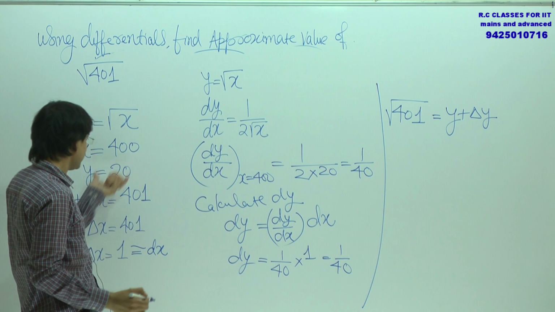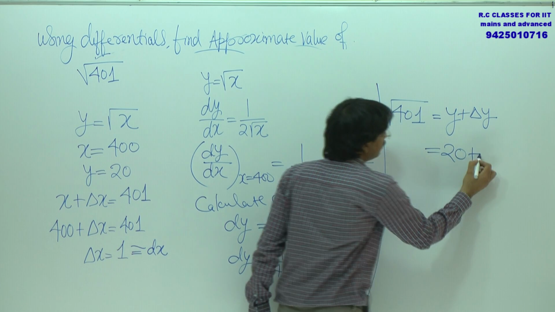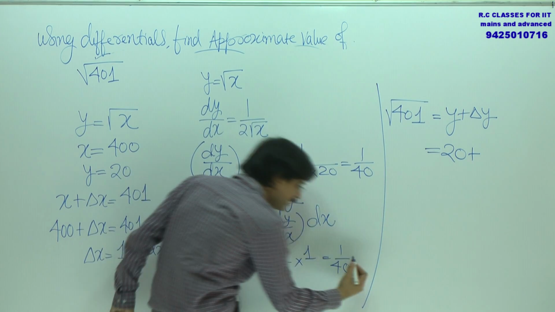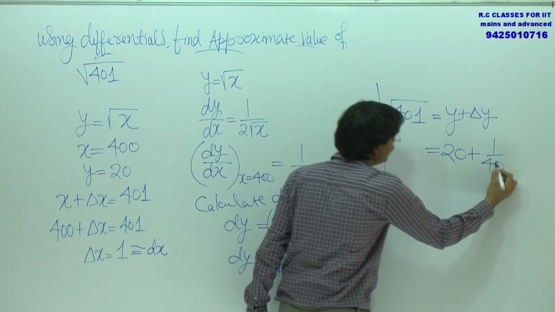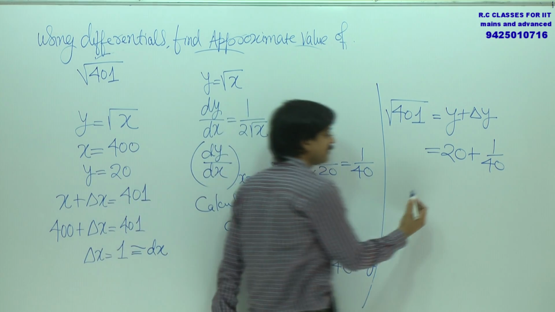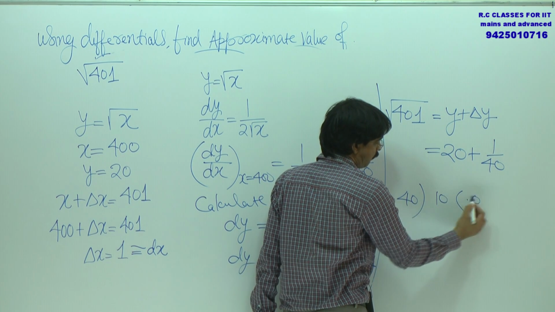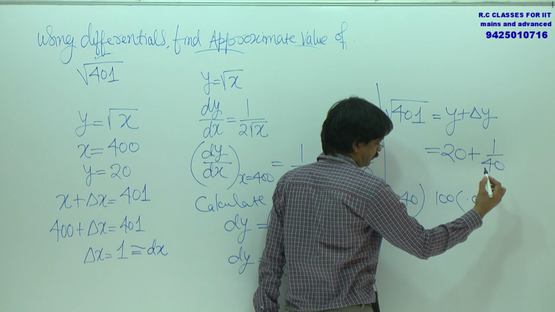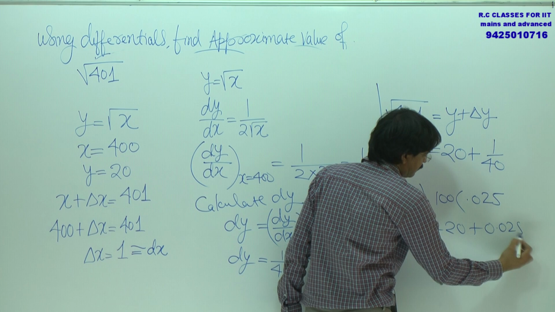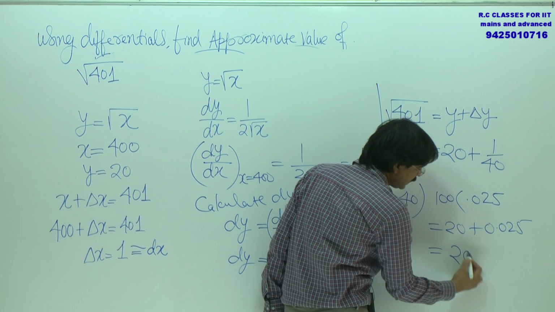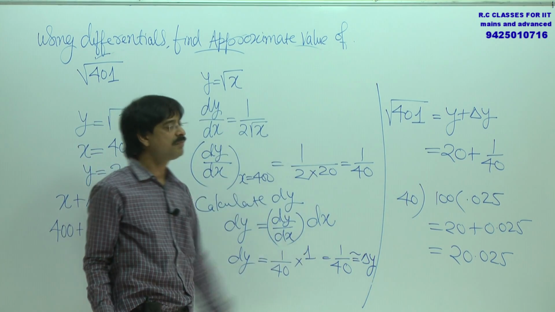Y, that y is what? Y is for 400 it is 20 plus delta y. We have calculated dy, that is clearly equivalent to delta y. So it is 20 plus 1 by 40. It is coming as 20 plus 0.025, that will be 20.025. That is the approximate value of the square root function root over 401.